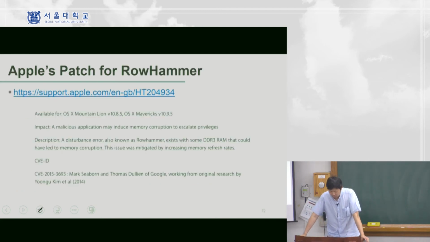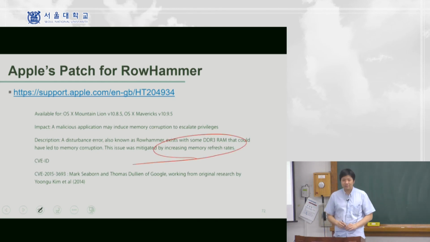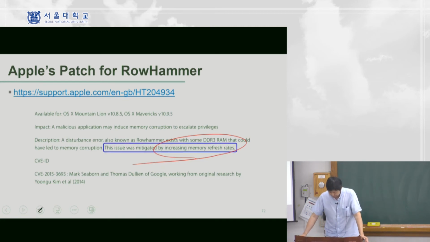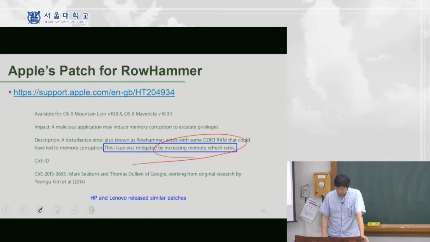So this is a Row Hammer patch from Apple. If you use an iPhone, actually a MacBook by the way, this is OS X 10 Mountain Lion. They actually have a patch. The solution is really simple. If you see here, the solution is increasing the memory refresh rate by software. You can actually control a register, some BIOS register, to control this refresh rate, and their solution is simply increasing the memory refresh rate to prevent this problem. And HP and Lenovo released similar patches increasing the memory refresh rates.